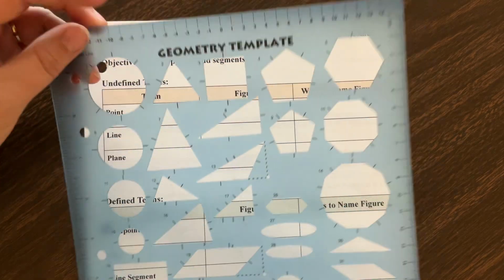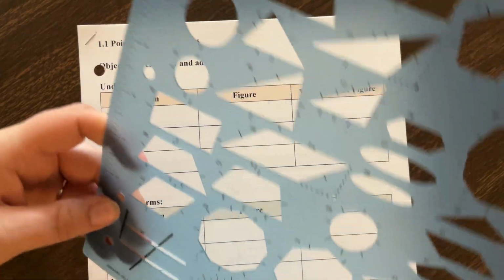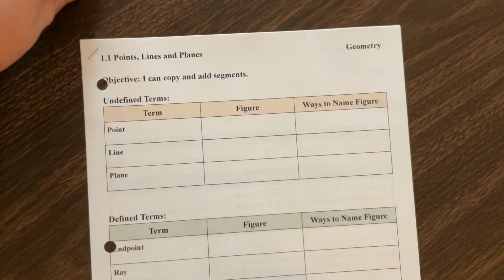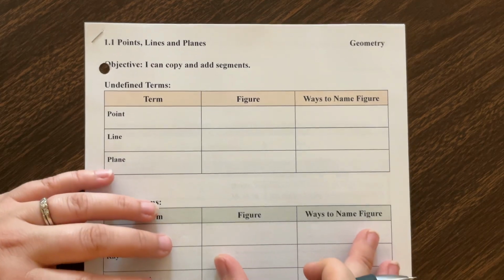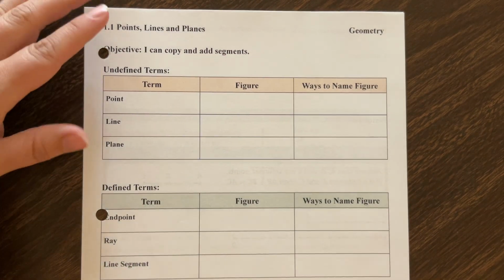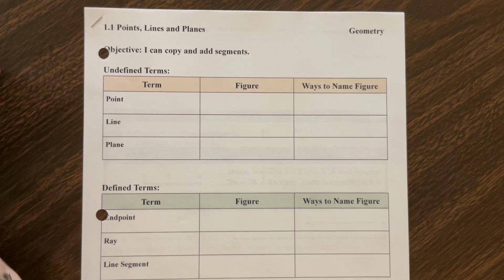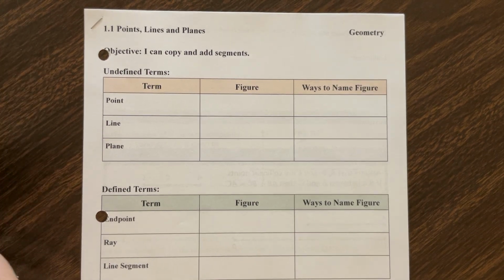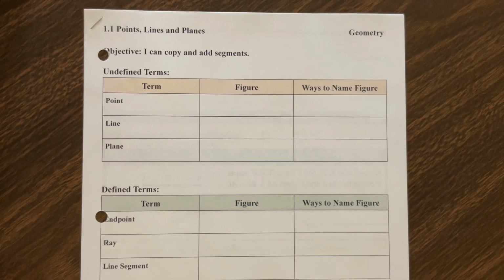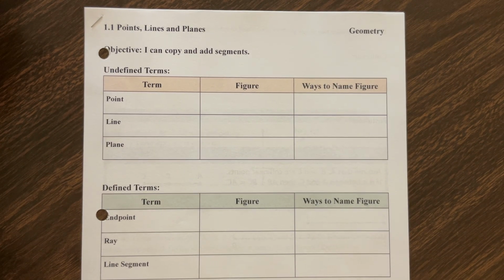And then also I'm going to be using our geometry templates, which just make the drawing of figures faster, a little more efficient and a little more accurate. But it's not necessary. You can do it without it. It's just a little extra tool to help speed things along a little bit. Okay. So our objective is going to be to copy and add segments. So before we can dive into that, there's some vocabulary words that we need to discuss.